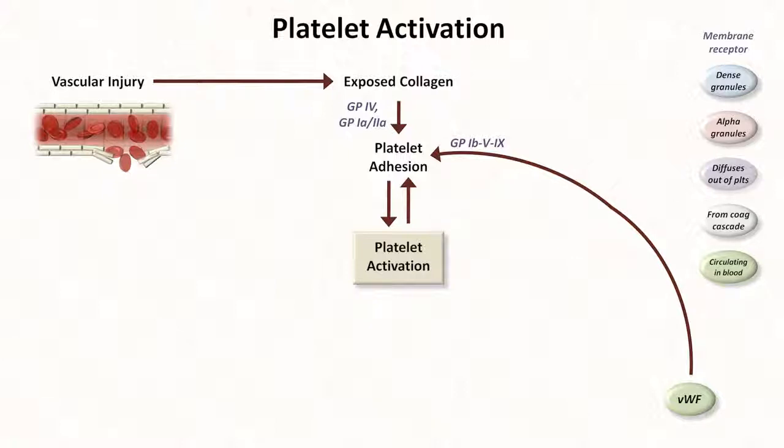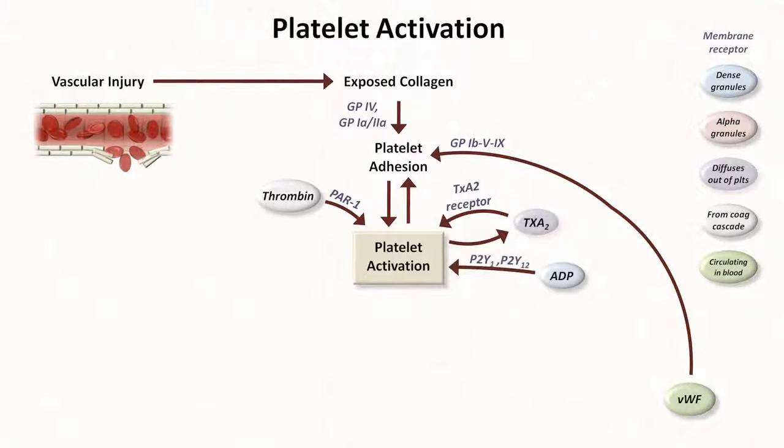Platelet activation can also be triggered by thrombin, which is formed from the coagulation cascade and which binds to the PAR1 receptor. It can be triggered by thromboxane A2, which binds to the thromboxane A2 receptor, and it can be triggered by ADP, which binds to the P2Y1 and P2Y12 receptors. Each of these receptors is important because they are potential drug targets, some of which are used by drugs already on the market, and some of which are being investigated.